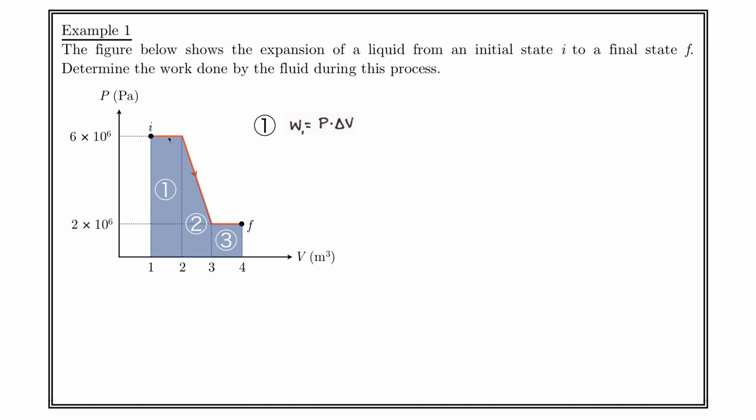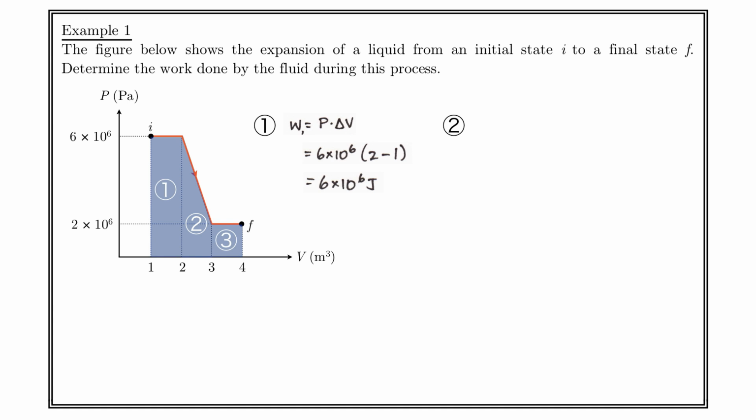And of course, this is just a horizontal line, so this is easy. It's at a constant 6 times 10 to the 6 pascals. Again, we're using pascals because this is the SI unit for pressure, and we're using meters cubed because this is the SI unit for volume. So we got 6 times 10 to the 6th. Our change in volume goes from 1 to 2, so final state minus initial state. And we get 6 times 10 to the 6 joules.